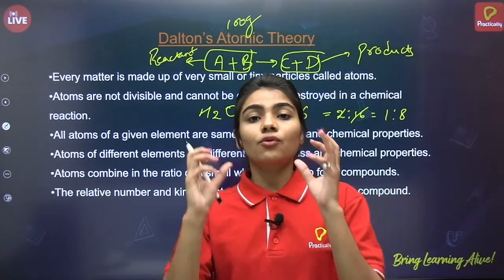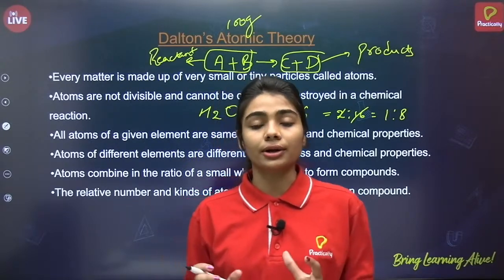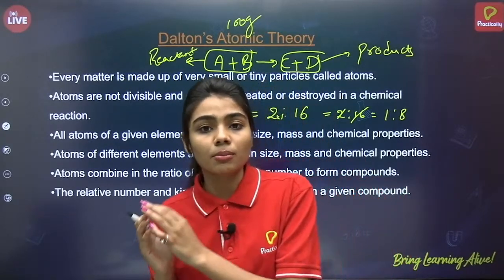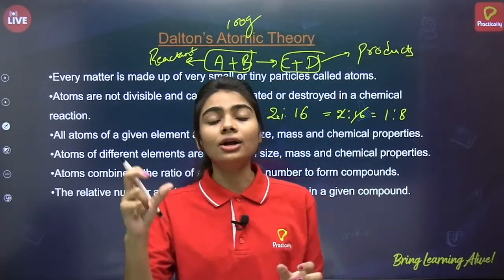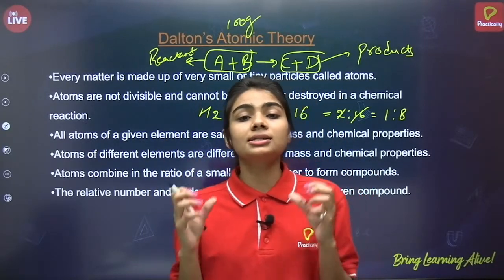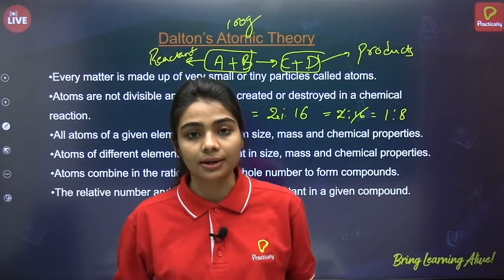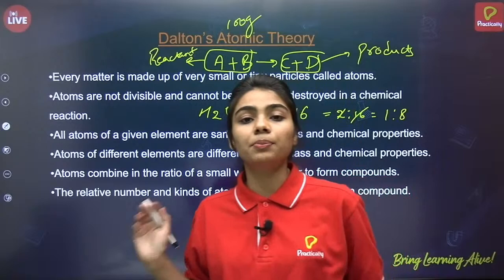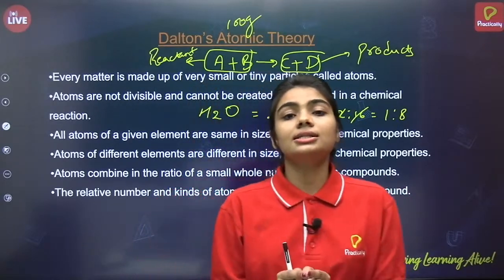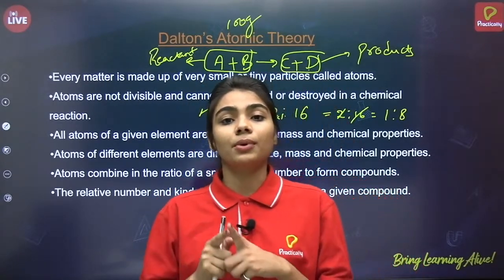It doesn't matter from which source you are taking water. If you are taking water from a sea or from a lake, your hydrogen and oxygen always bear the simplest ratio of 1:8. We have seen so many examples in the previous video. So this is the law of definite proportion.